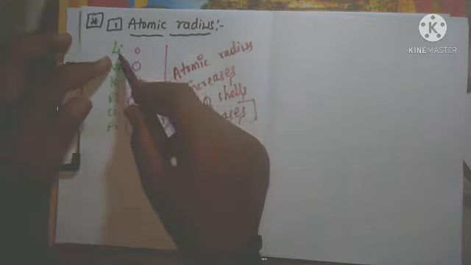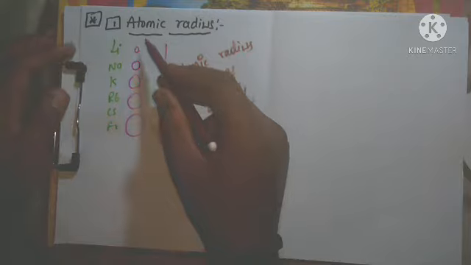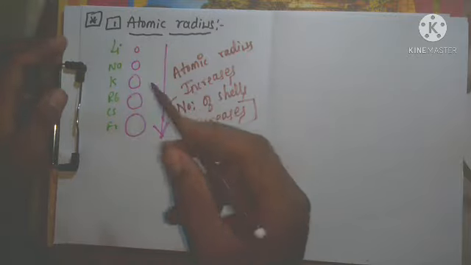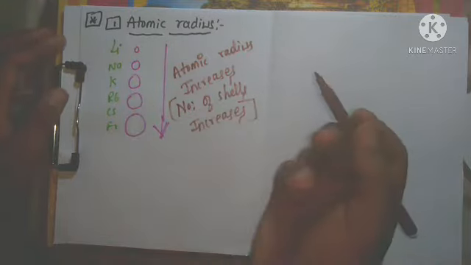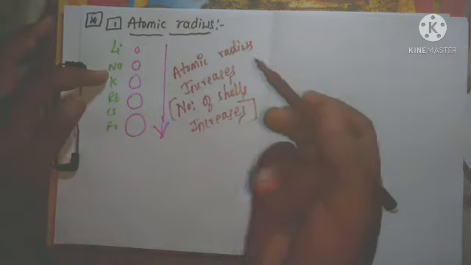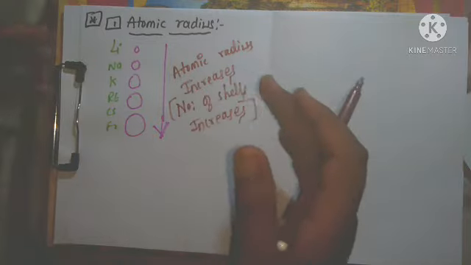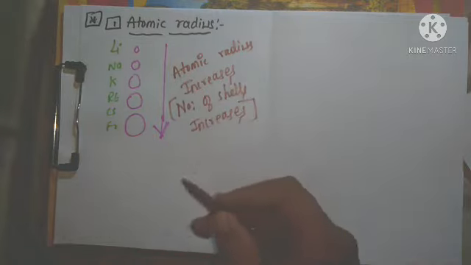Just to think, lithium, how many shells are there? 2. Sodium, 3. Potassium, 4, etc. The number of shells is increasing, as each time the last electron enters a new shell. From lithium to sodium, one more shell is added. Sodium to potassium, one more shell is added. In this way, the number of shells increases. Therefore, the atomic radius also increases.